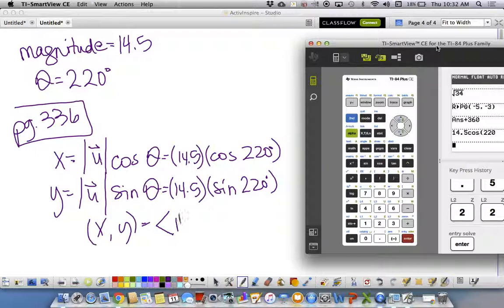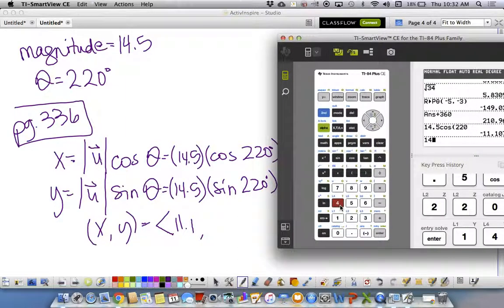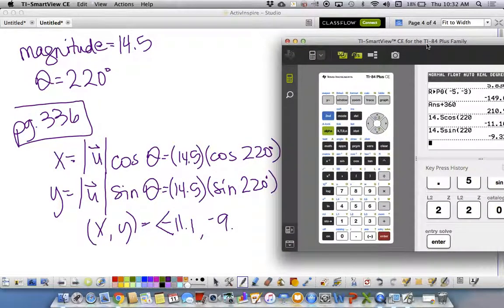Do I need to be in component form? Do I need to plug in the next one? 14.5 sine, because sine is related to y's. What is it? It's negative. Sorry, it was negative. And it's negative 9.3, I think. Yeah.